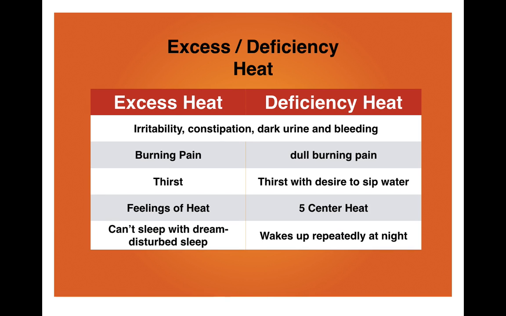With excess heat, they can't sleep or they have dream disturbed sleep, right? Whereas with deficiency heat, you have waking up repeatedly at night. Of course, right? Because when you have a buildup of heat in the body, the shen is not restful. The shen is disturbed. And so at night, the shen resides in the fluid level in the body, right? In the yin. And if you have heat in the body, then it's constantly harassing, right? Harassing the shen. And either you have dream disturbed sleep if it's that excess heat, or if it's the deficiency heat, it comes up in spurts and then they wake up repeatedly.